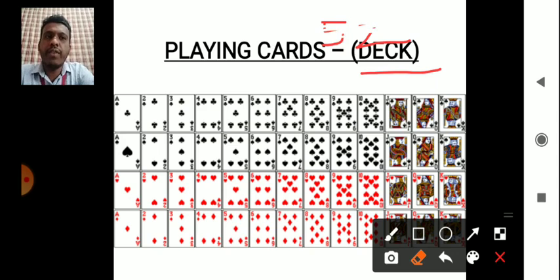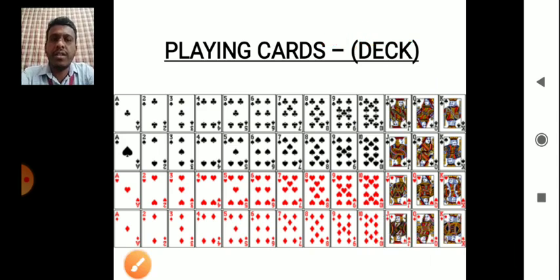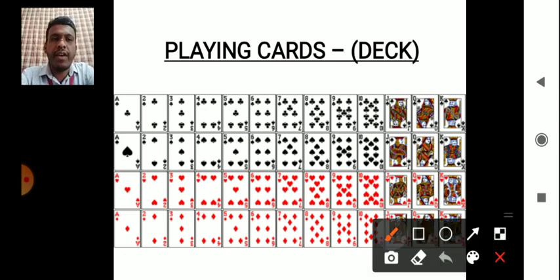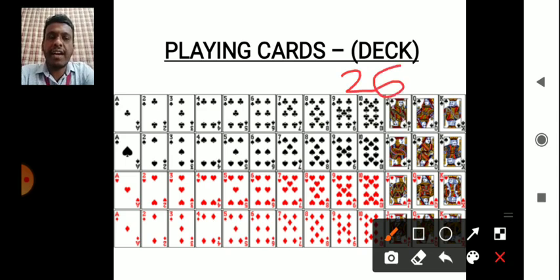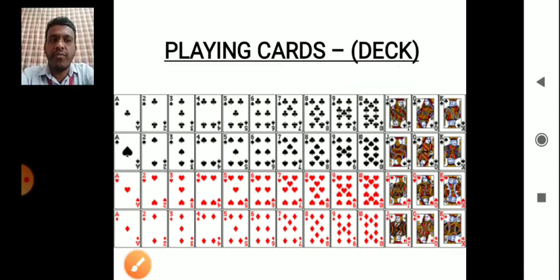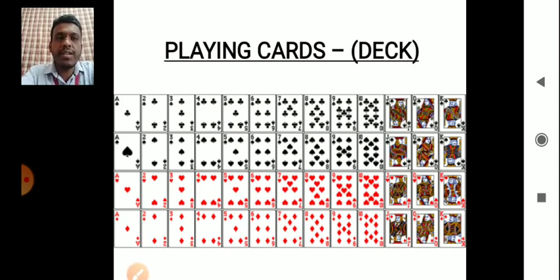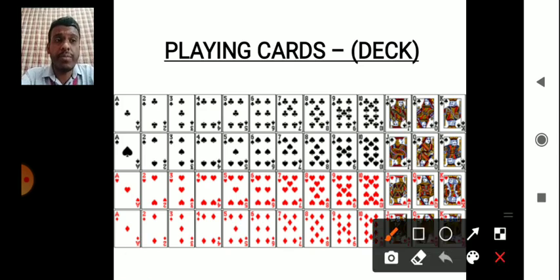Once you have these 52 cards, the next thing we have to see is how many black colored cards are there. Clearly in this picture you can see we have 26 black colored cards. The first two rows are black colored, whereas we have 26 red colored cards. Fine. Now the next thing is about what we call these. I hope this is visible for you.